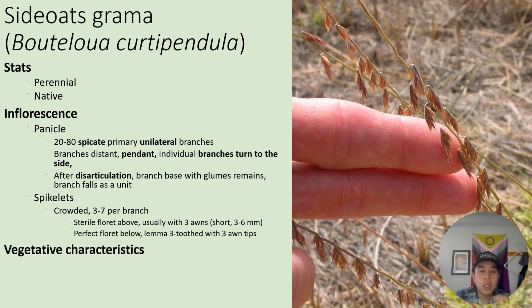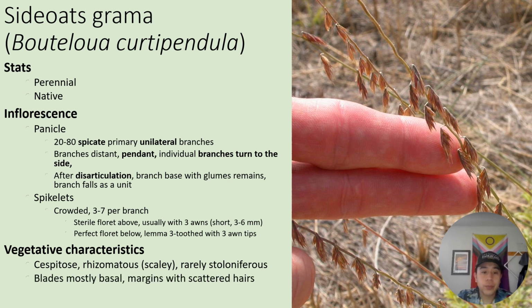In terms of its vegetative characteristics, it's typically a cespitose species and is also rhizomatous. The rhizomes themselves aren't like typical rhizomes, and oftentimes they can become a little scaly, kind of like how stolons might become. But this plant can also produce stolons, even if rarely. The blades themselves typically grow basally out of the cespitose bunch, and the leaf margins often have scattered hairs.